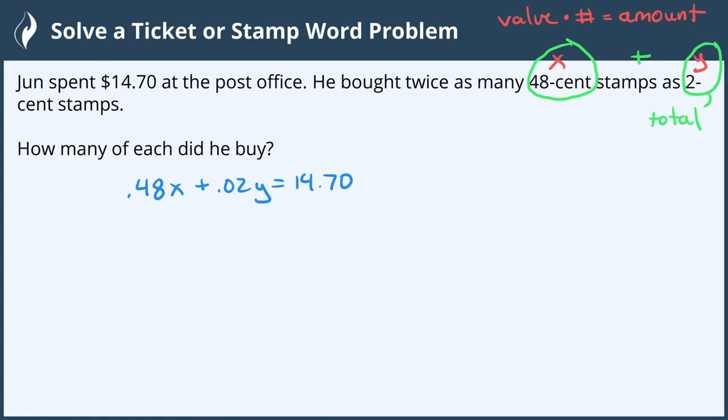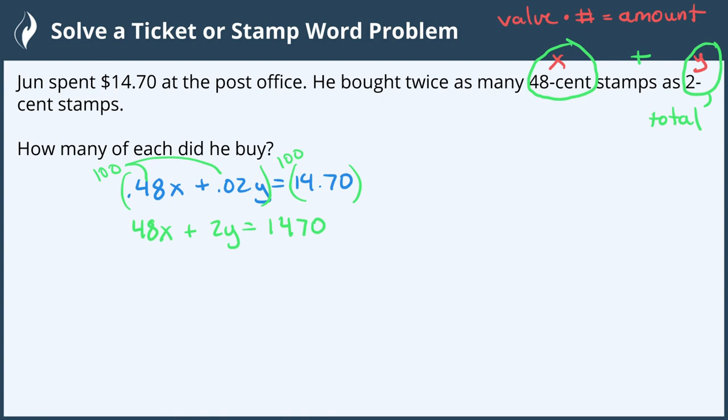Working with decimals can sometimes be messy, so let's go ahead and multiply both sides by 100 to get rid of them. On the left side, we'll use the distributive property, which gives us 48x plus 2y equals 1,470.